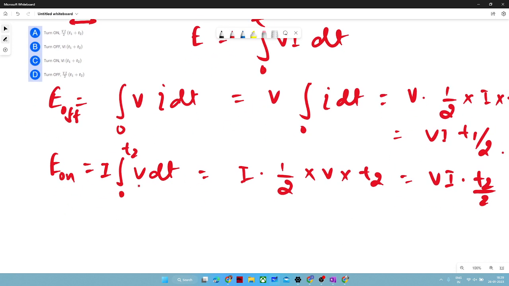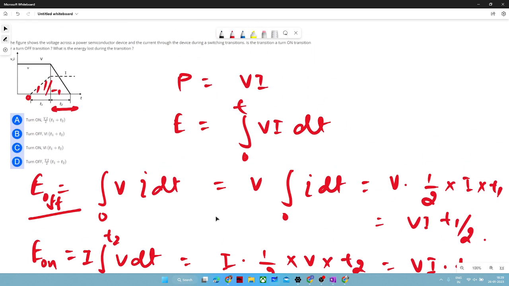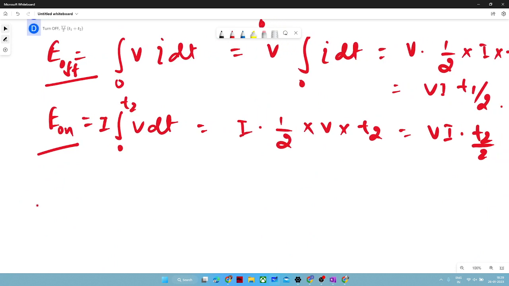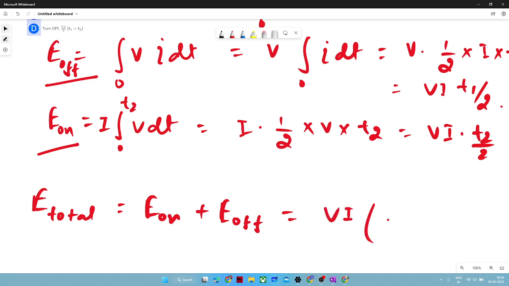Now this is the energy loss during the on condition, and the first one was the energy lost during the off condition, and we need to compute both the energies. So E total is E on plus E off, that is nothing but Vi into (T1 plus T2) by 2. Okay, I hope this would be fine.